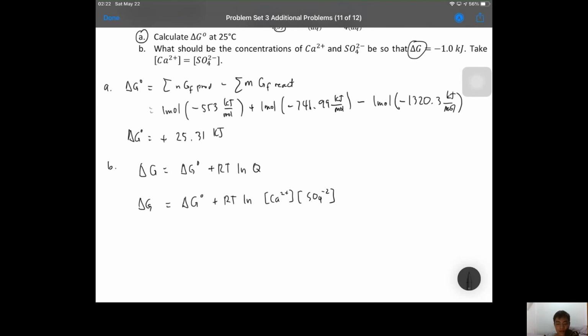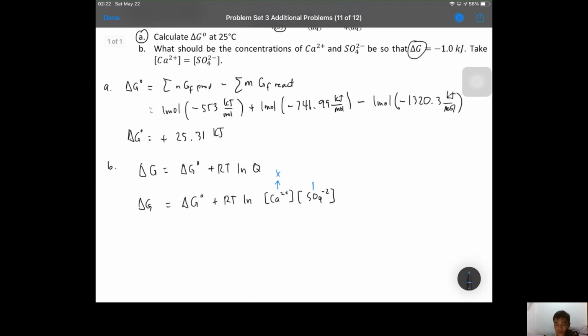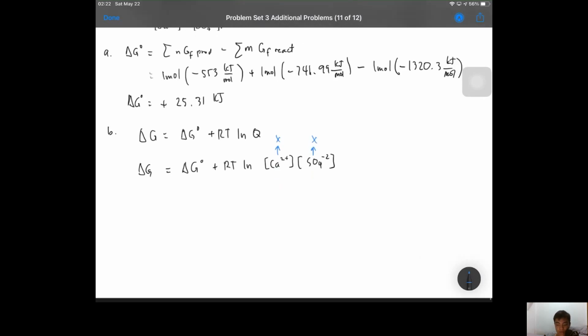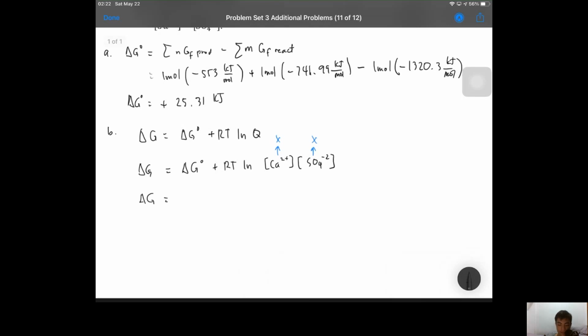Sabi dito, take note that they should be equal. So, ibig sabihin, kung ito ay X, this should also be X. Okay? So, ibig sabihin, this can be rewritten as X squared. Okay, so, let me rewrite it. Kasi yun yung sabi ng problem, kailangan equal sila.